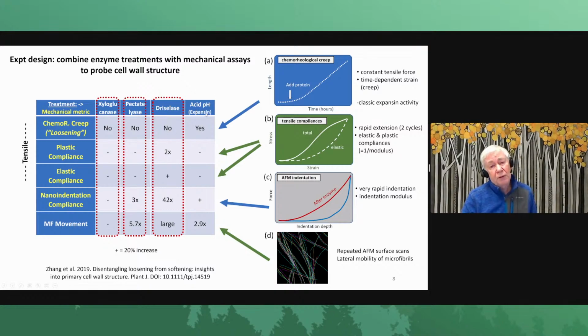In contrast, if we allow the endogenous alpha expansins to become active by putting the wall in an acidic buffer, let's say pH 4.5, then the wall immediately starts to creep. That's a robust assay, and yet we don't see any changes in the compliances. Only a very small change. This plus sign means a 20% increase. Only a very small change in the nano-indentation compliance, and then we do see changes in microfibril motions. All right, so those are the empirical results.